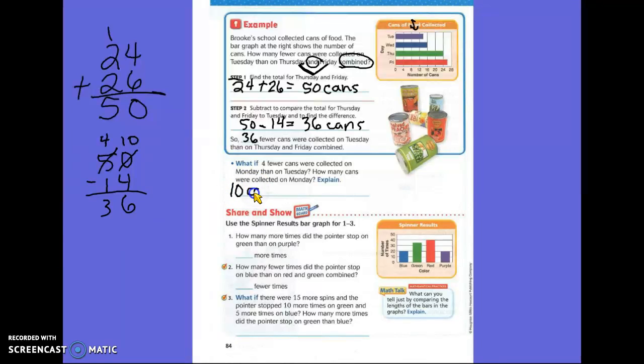So how many would be on Monday then? 10 cans. Now we have to explain. How do we find that? We can just do it with a number sentence. So what's our number sentence going to be? 14 minus 4 equals 10. Okay, now we will be going to share and show.